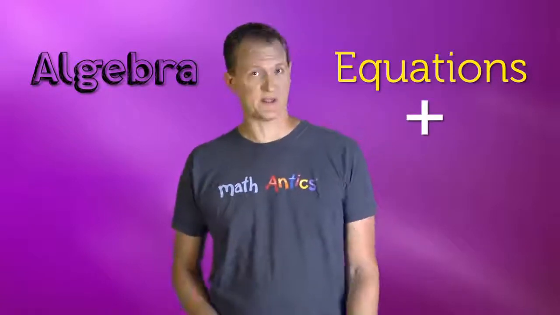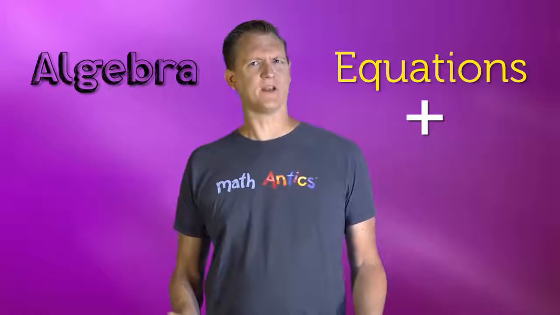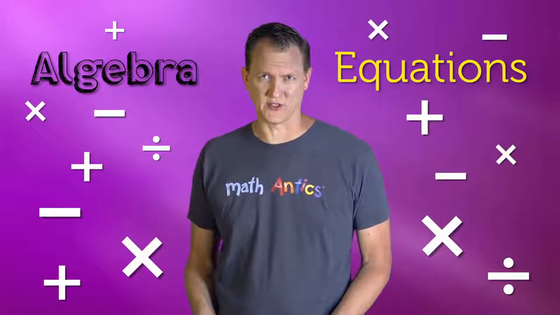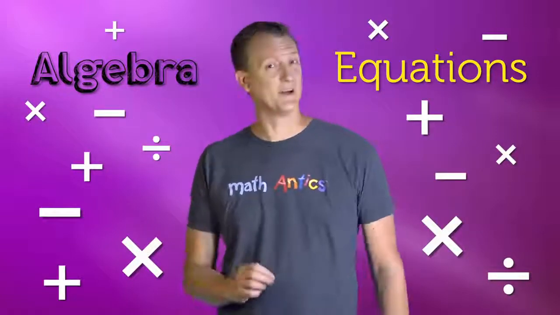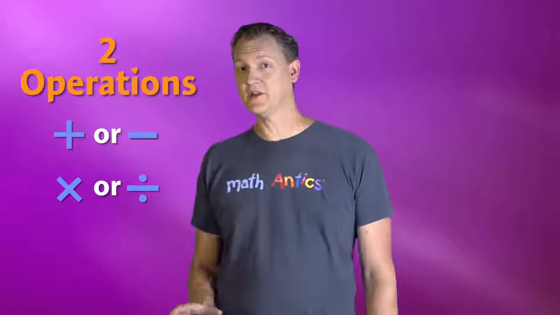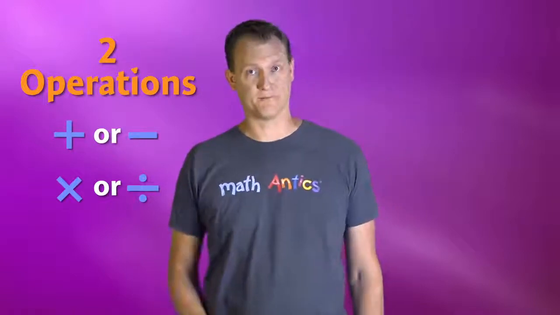In the last two algebra videos, we learned how to solve simple equations that had only one arithmetic operation in them. But often, equations have many different operations, which makes solving them a little more complicated. In this video, we're going to learn how to solve equations that have just two math operations in them, one addition or subtraction, and one multiplication or division. And the concepts you learn in this video will help you solve even more complicated equations in the future.